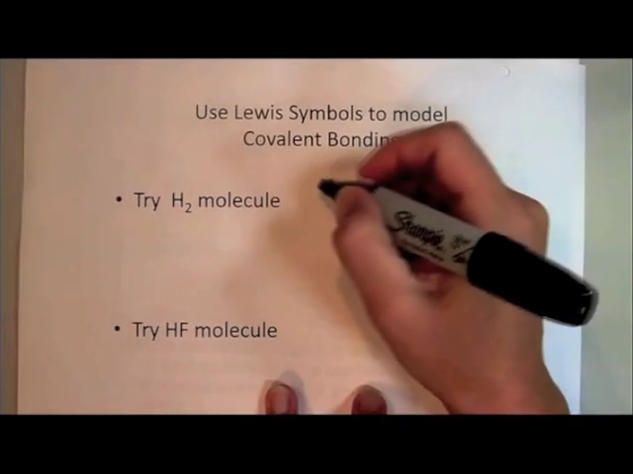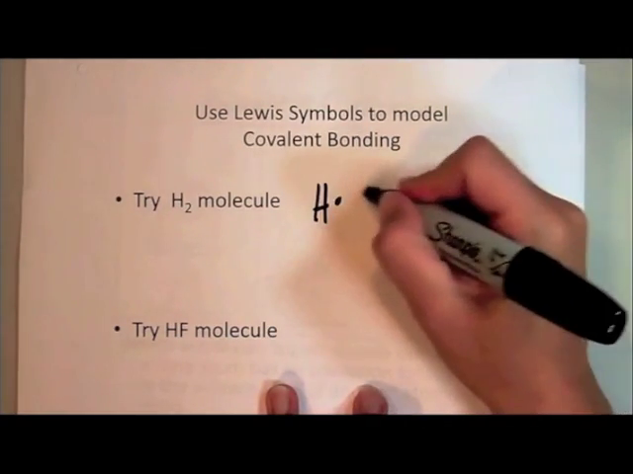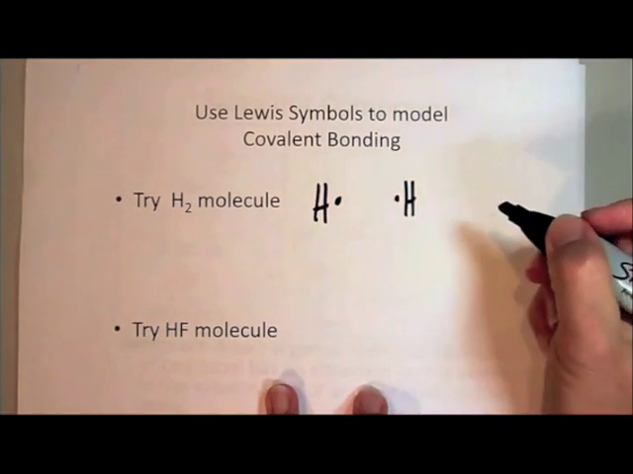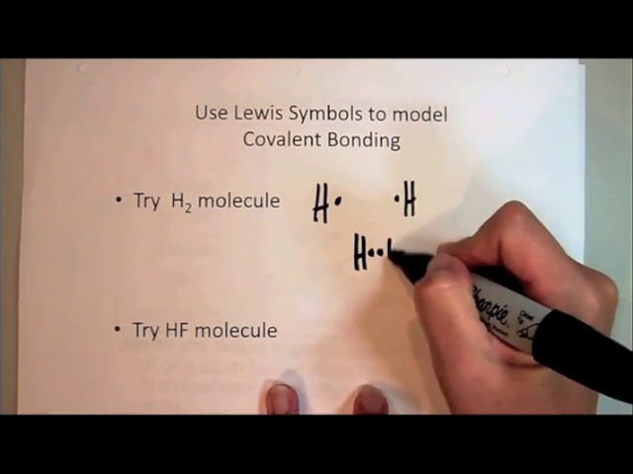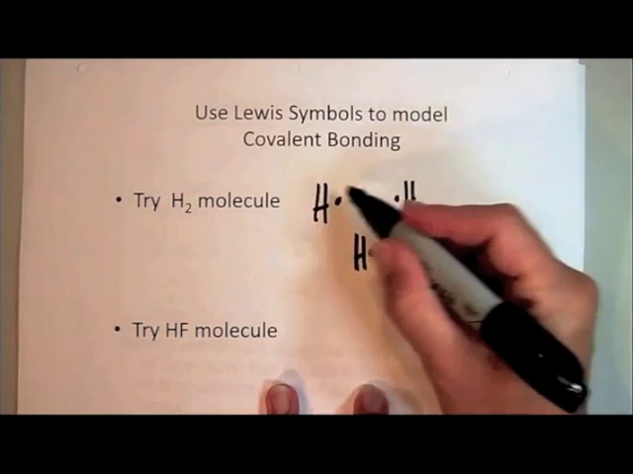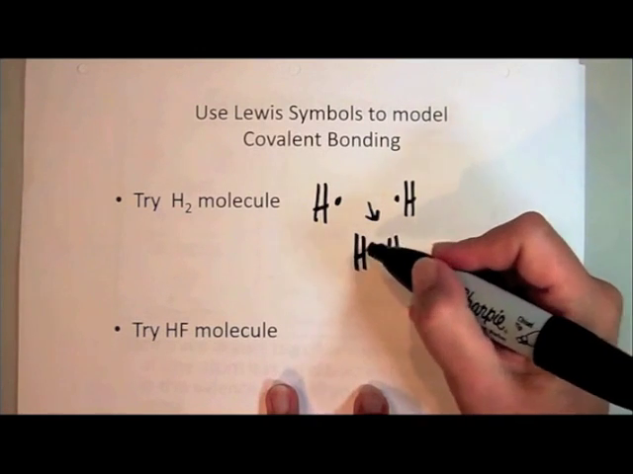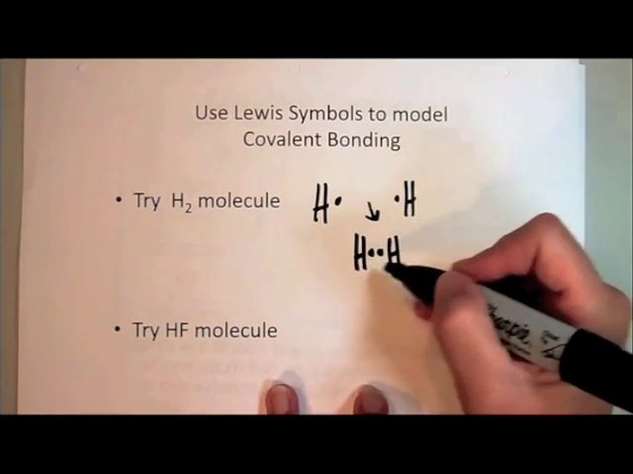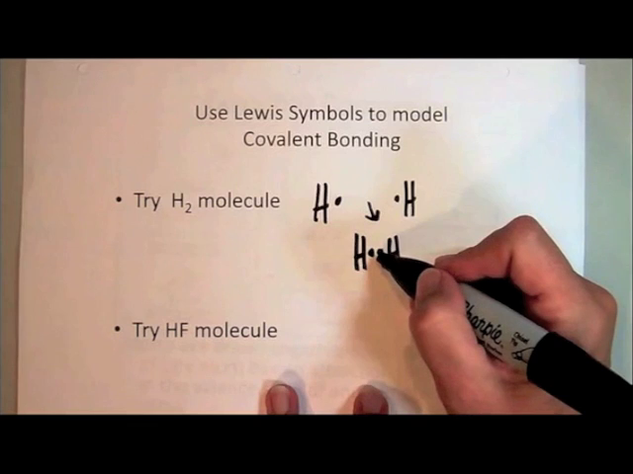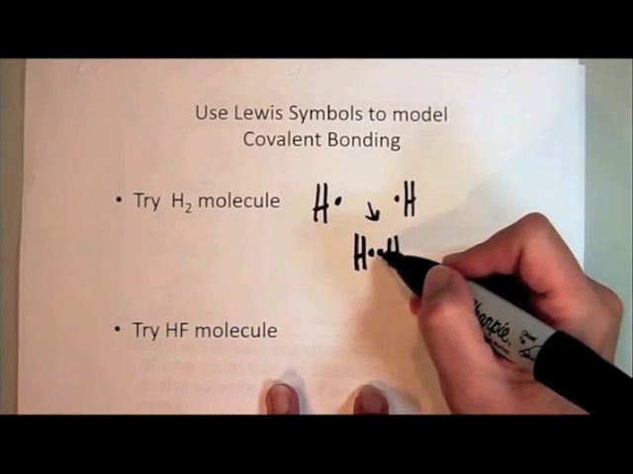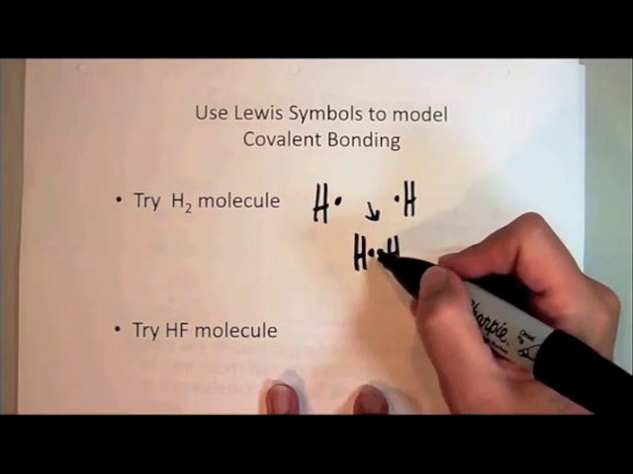So for hydrogen, if we use the Lewis symbol, there's one atom and here's another atom of hydrogen. They're going to come together in space, and those two electrons are going to end up near each other between these two atoms. And so a covalent bond is a shared pair of electrons. This pair of electrons is shared between these two hydrogen atoms.